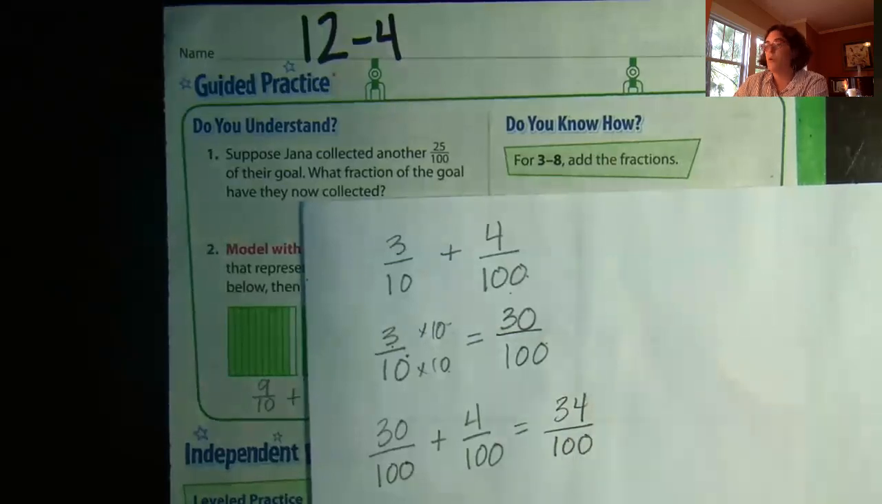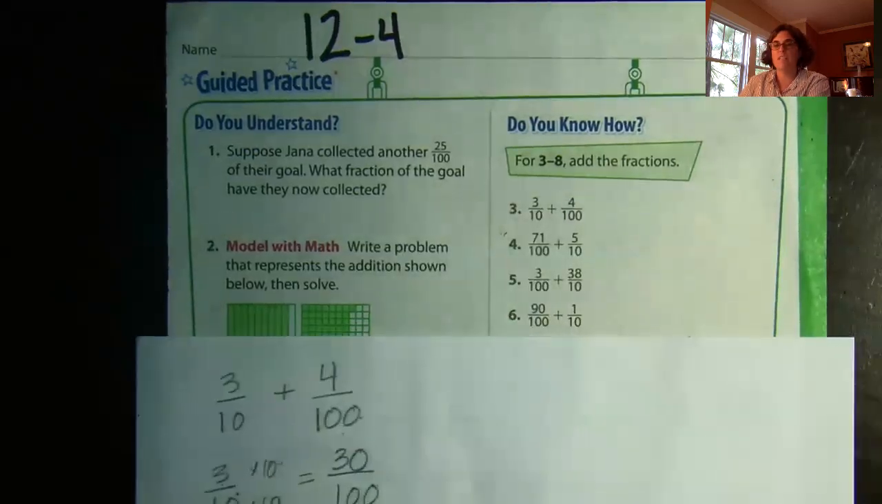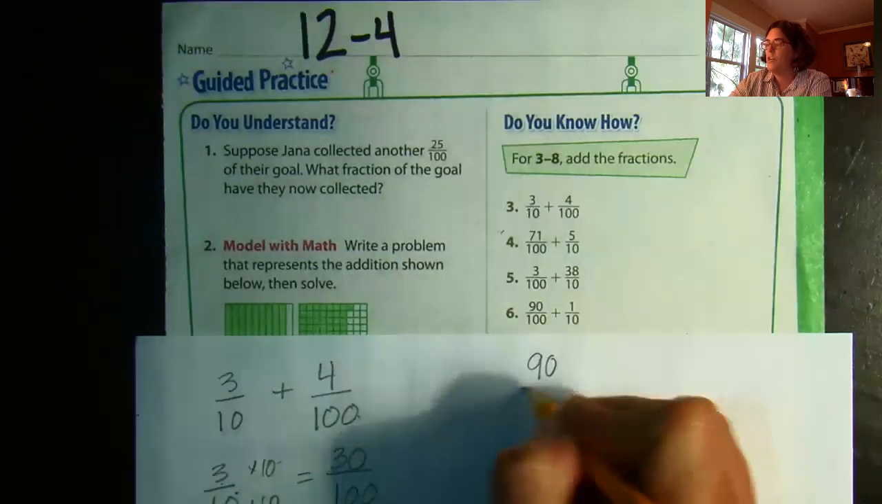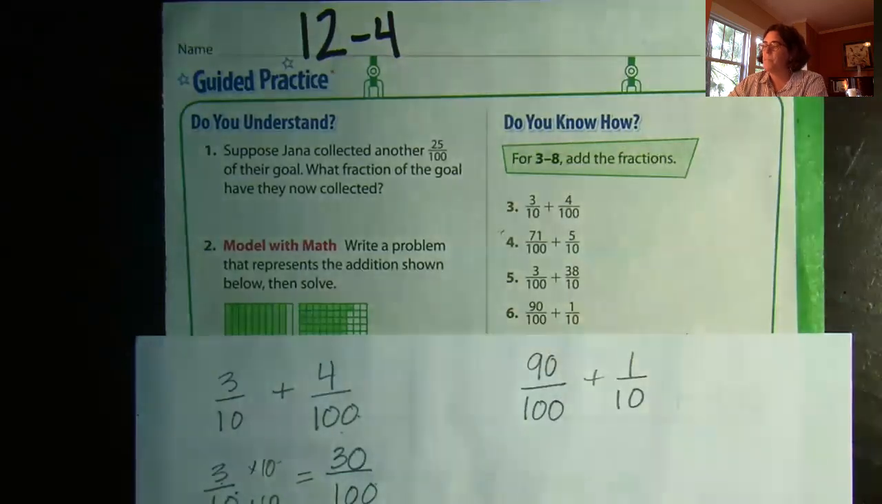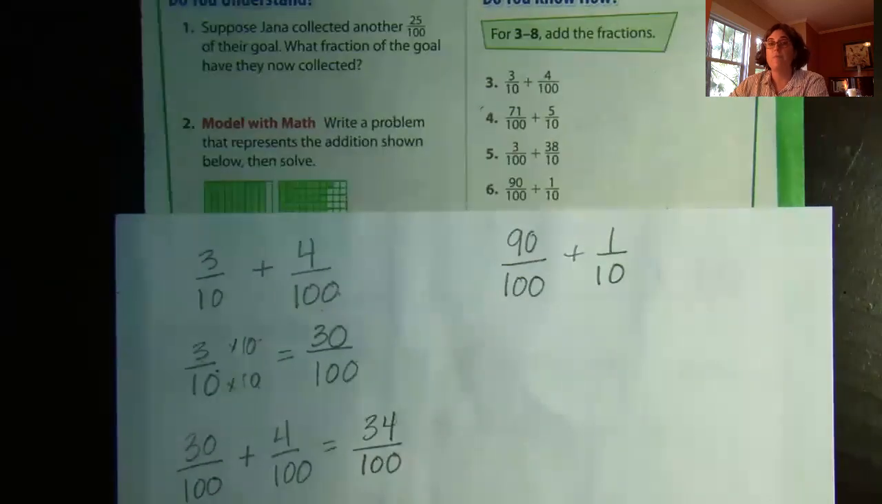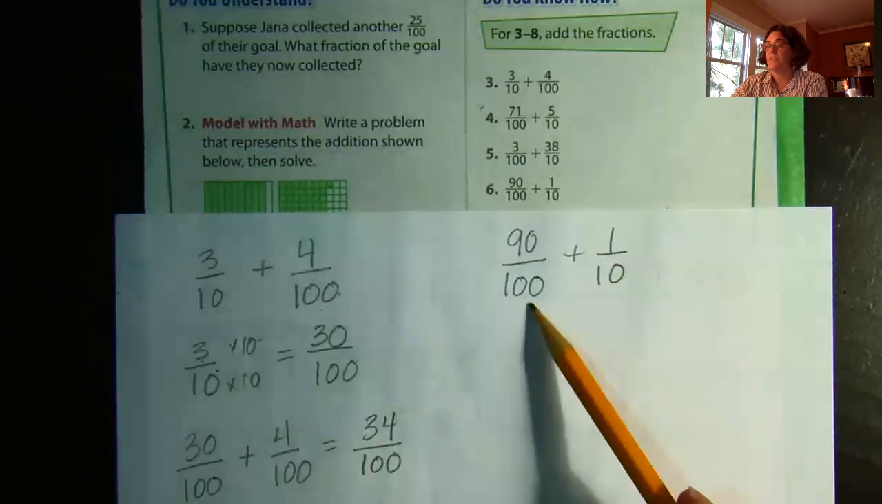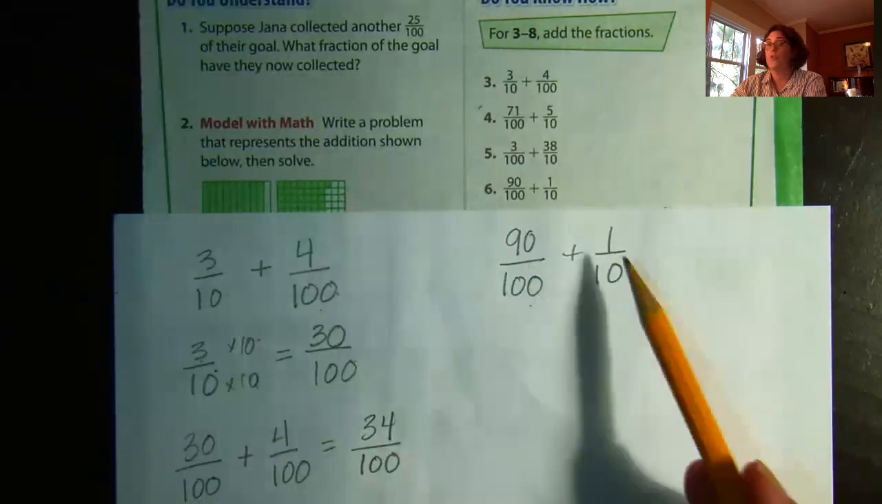All right, now let's try one that requires us to use division. Let's go down to number 6. Number 6 is the one I'm going to be working on next. 90 over 100 plus 1 over 10. Can we add those two fractions? No, we can't. They don't have the same denominator. So in that form, we can't add them. We need to have a common denominator. Now we could multiply this fraction by 10 to get the denominator of 100. But we could also divide 90 over 100, 90 hundredths, by 10 to make equivalent fractions.